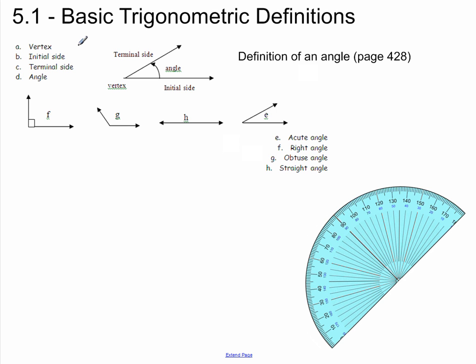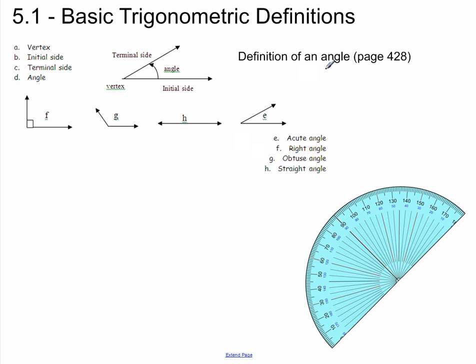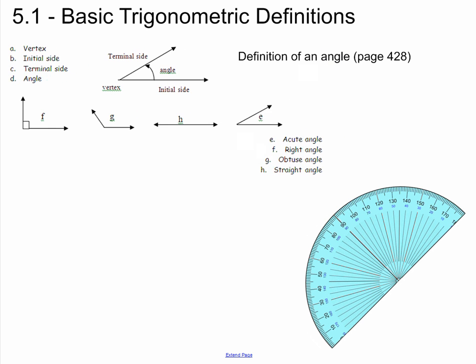Very important for us to pay attention to all of the definitions when it comes to section 5.1. And one of the most basic definitions out there is the definition of what we mean by an angle. Right? What is an angle? So take a minute right now, and I'll pause, for you to check out the definition on page 428 of your book. Go ahead, look it up.